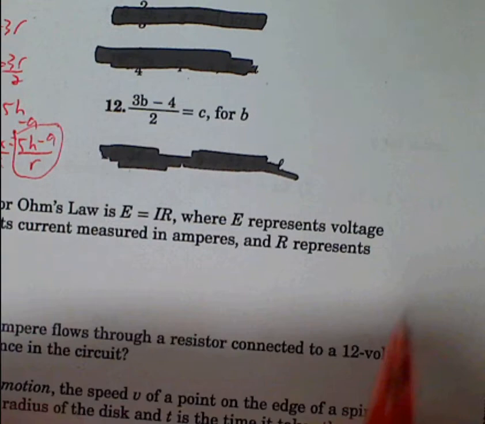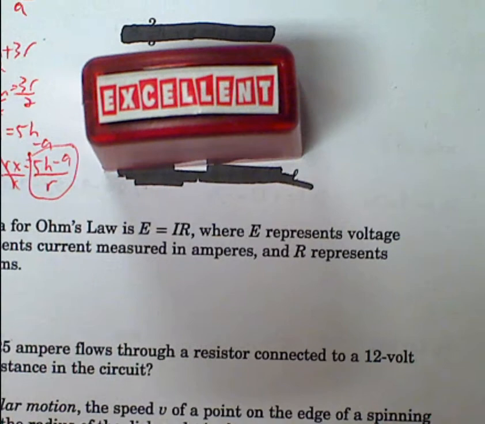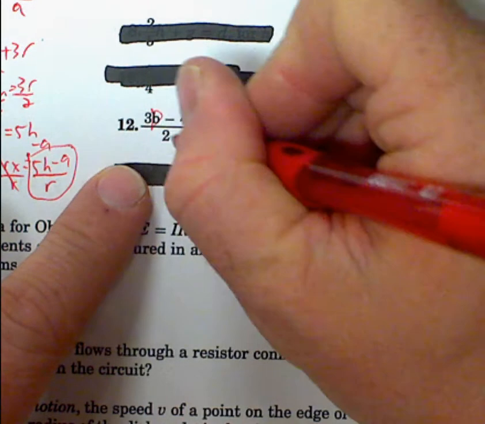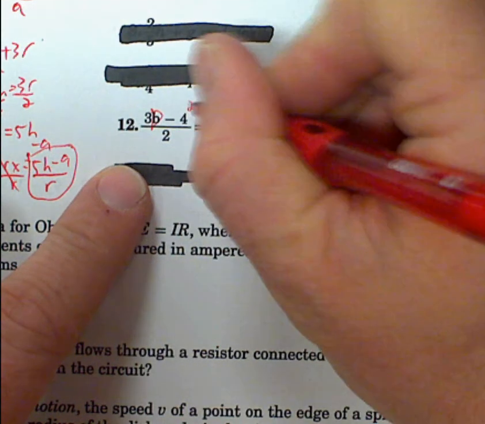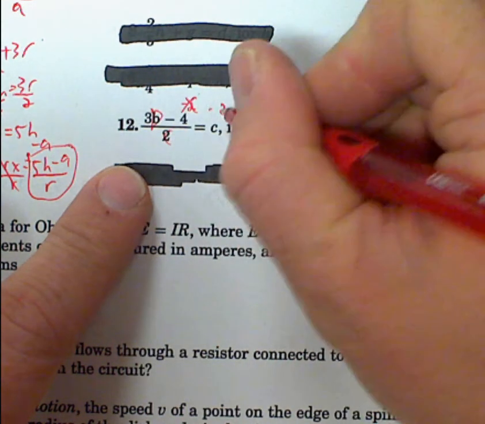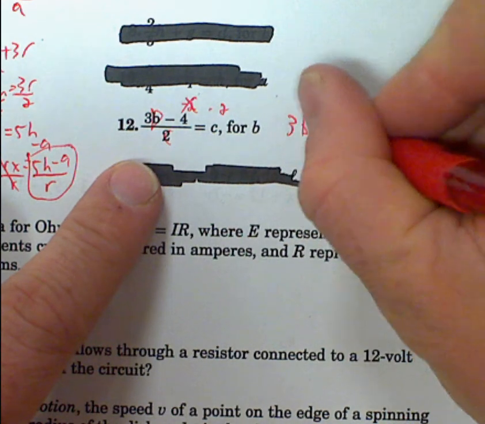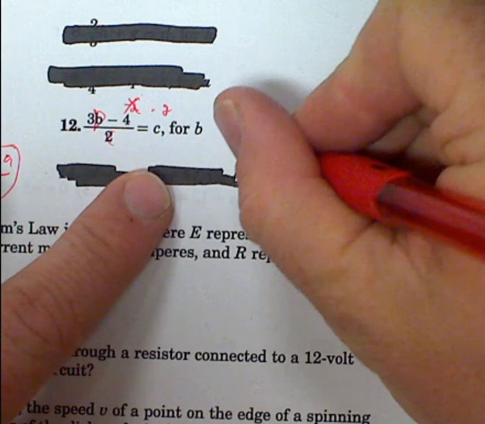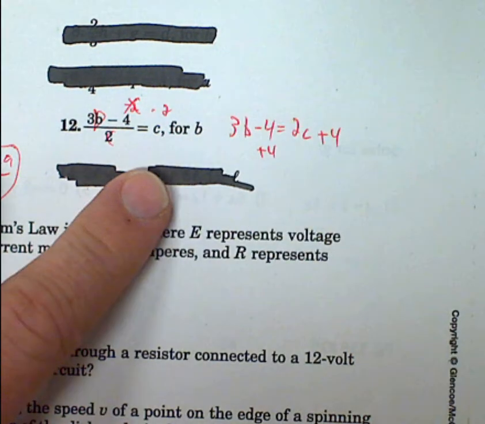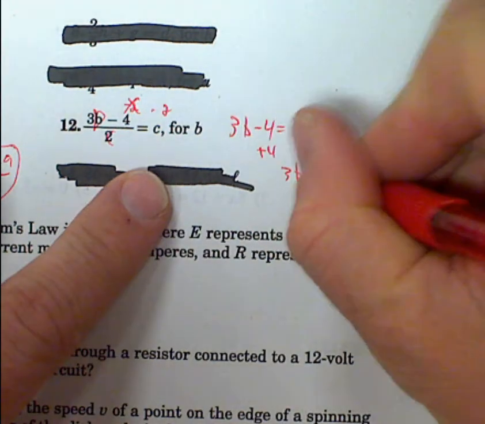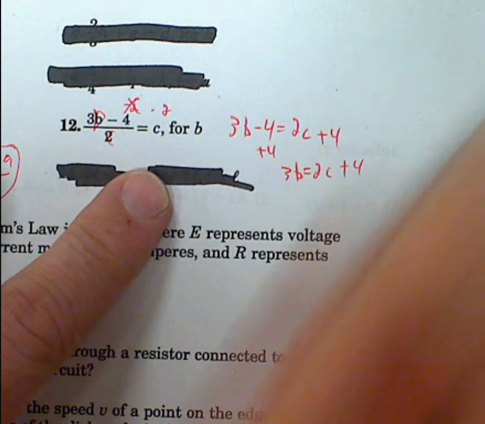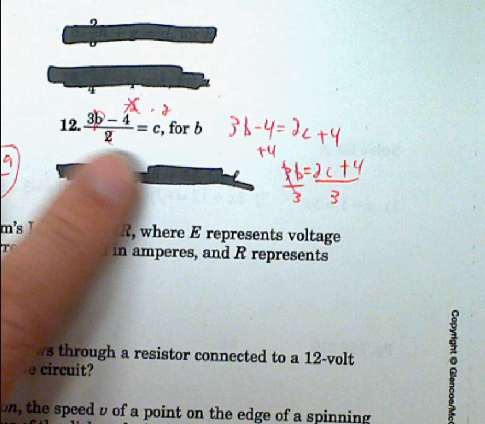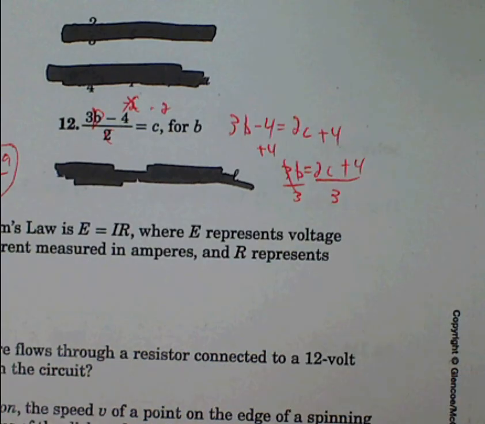Try number 12. Pause the video and try. I need to get b by itself, so I'm going to multiply both sides by 2. So that would give me 3b minus 4 equals 2c. I'm going to add 4 to both sides. Gives me 3b equals 2c plus 4. Divide by 3, and I get b equals 2c plus 4 divided by 3.